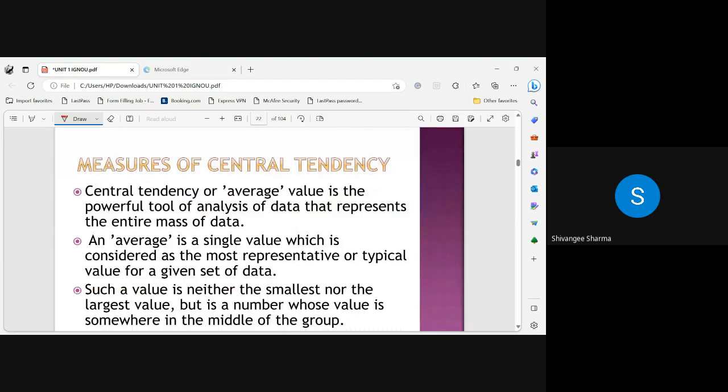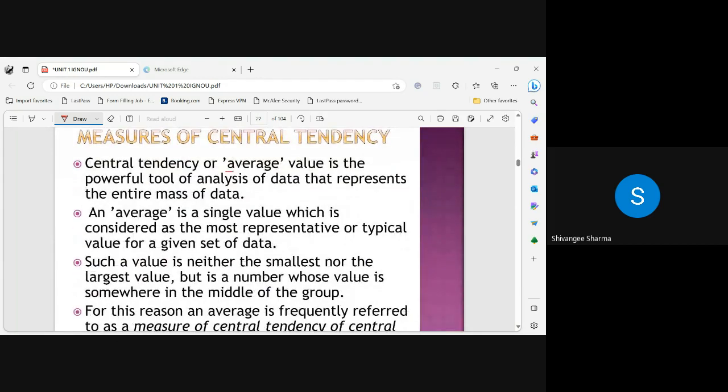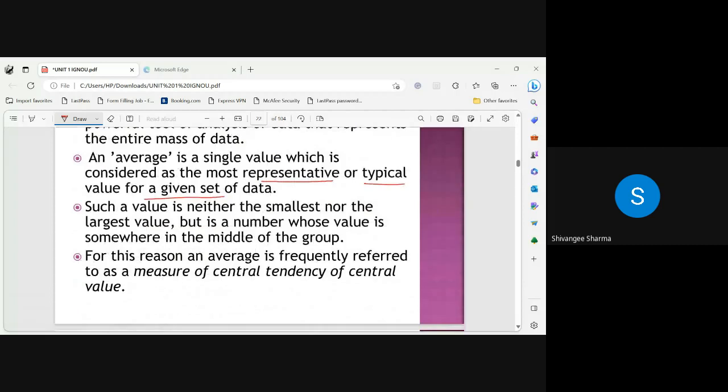The very first measure of central tendency is average. Central tendency, we say it average value also, and average is a very powerful technique. It is the single value which is considered as the most representative or typical value for a given data set. We all know what is average. Average basically represents the whole data set, right? It is a value nearest to the smallest and the largest value, and it is not the smallest or the largest, right? It is the middle value of that group.